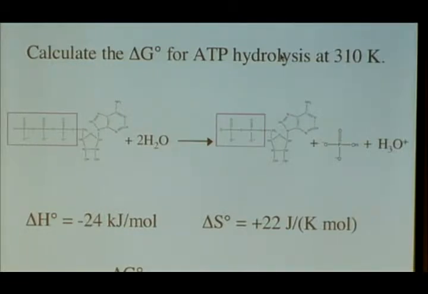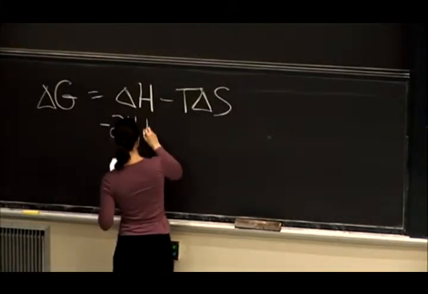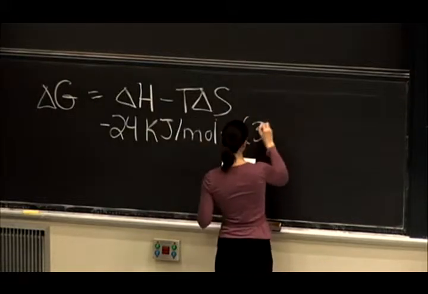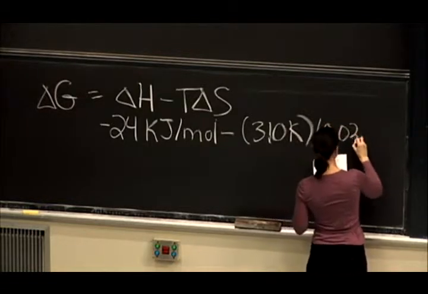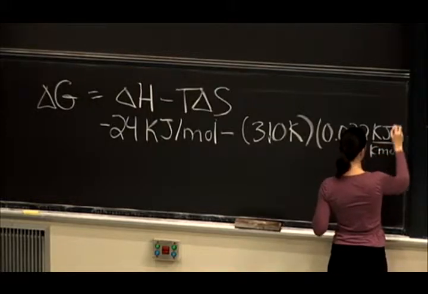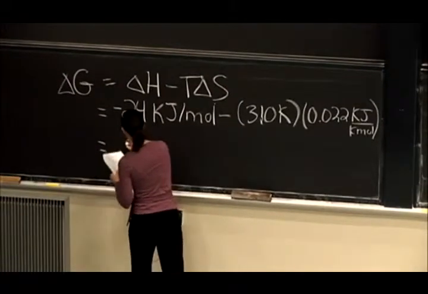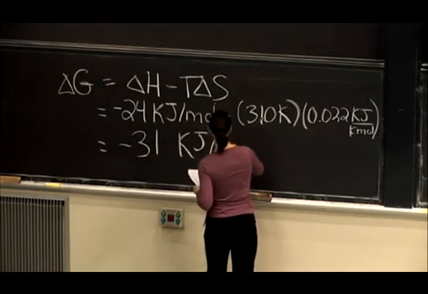So the delta G of this overall reaction is just going to be, of course, delta H minus T delta S. And our delta H is minus 24 kilojoules per mole. And we'll subtract 310 Kelvin times 0.022 kilojoules over K mole. So if we do this, what we end up getting is a delta G of negative 31 kilojoules per mole of ATP.